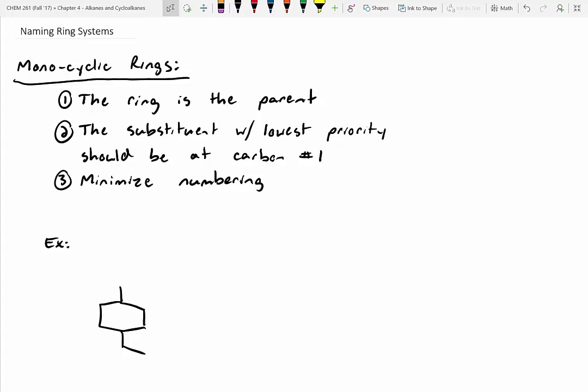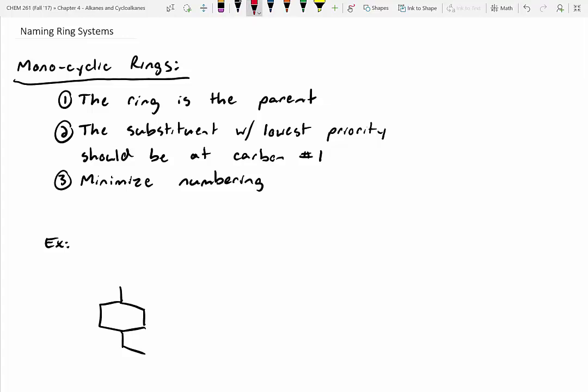Then what you want to do is identify your substituents coming off the ring system and number the ring so that the substituent with the lowest priority is at carbon number 1. That is, you want to pick the substituent with the lowest alphabetical position and put that at position 1. Lastly, you want to minimize numbering around the ring, similarly to simple alkane systems. So let's take a look at the example below.